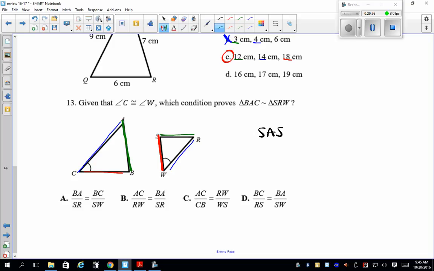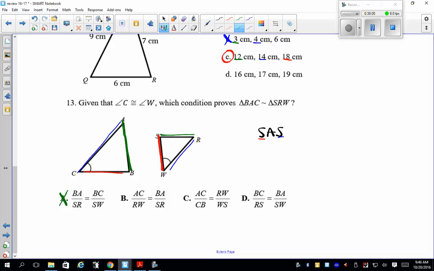So I need to make sure that the choice I pick is giving a correct ratio for the blue side and the red side. These have to be the side, angle, side. So the blue and red are on either side of the angle. So part A, I have BA over SR, and BA is not the blue or the red side, right? Neither is SR. So A doesn't work.